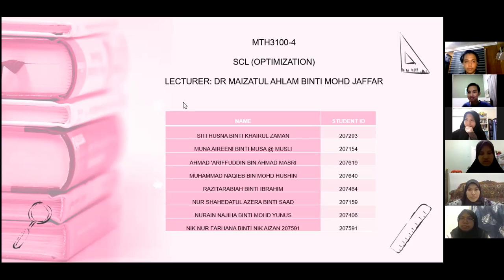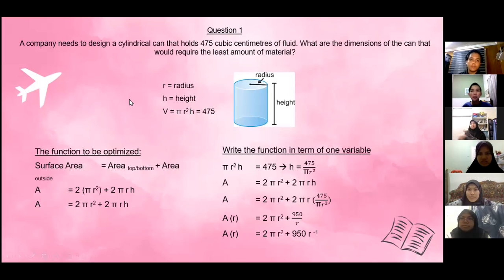Now that all of us have introduced ourselves, we will start by explaining, with Nakib first to explain briefly about the question. Our group has chosen question 1 to be presented today. The question is: a company needs to design a cylindrical can that holds 475 cubic centimeters of fluid. What are the dimensions of the can that would require the least amount of material?